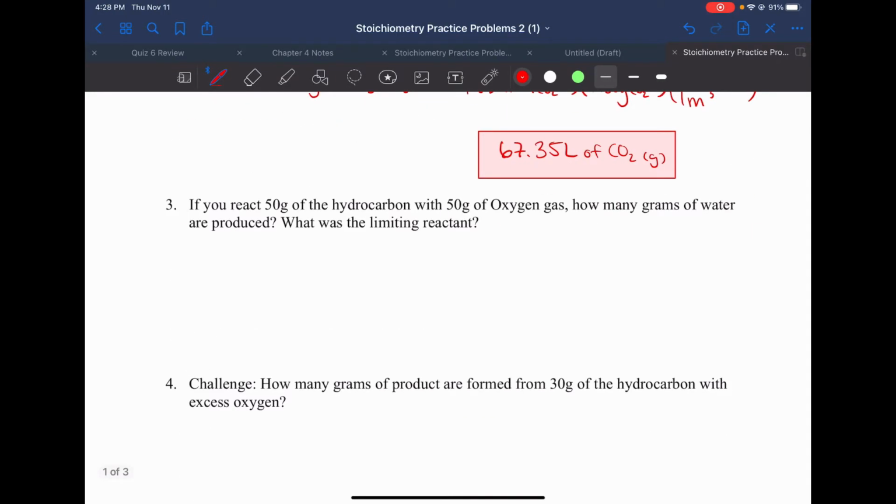Okay, if you react 50 grams of the hydrocarbon with 50 grams of oxygen gas, how many grams of water are produced, okay? So with this one, I gave you 2 known quantities. I gave you 50 grams of C4H6O2 and 50 grams of oxygen gas.